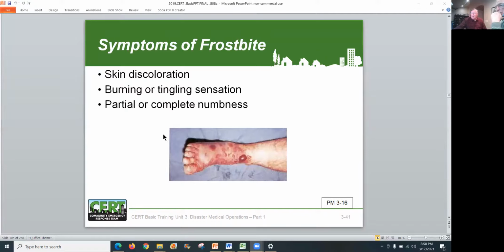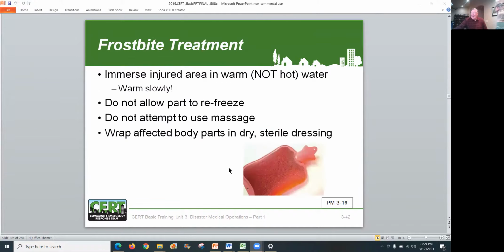Here's some frostbite. Ooh, those look good, Norm, don't they? No. Skin discoloration, I see that, the burning and tingling sensation, and it could be numb. Hey, maybe they're old and have neuropathy too. Yeah, that's a little joke. Right, Tom?